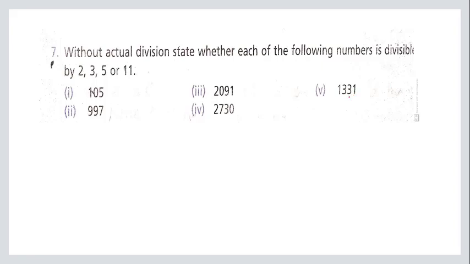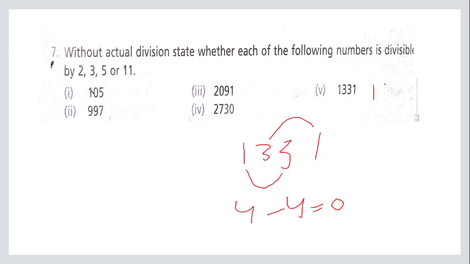For 5, the last digit should be 0 or 5, but this is 1, so this number is not divisible by 5. Now for 11, let's check. 1, 3, 3, 1. 1 plus 3 is 4. 3 plus 1 is 4. Now 4 minus 4 is equal to 0. So the difference is 0. Therefore, this number is divisible by 11. So these are all the rules that are necessary for you to understand and to apply on this question. I hope you have understood.